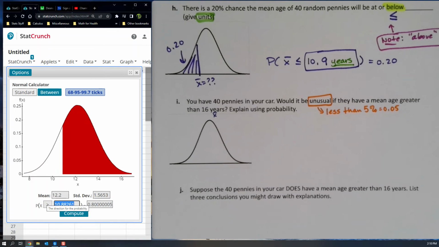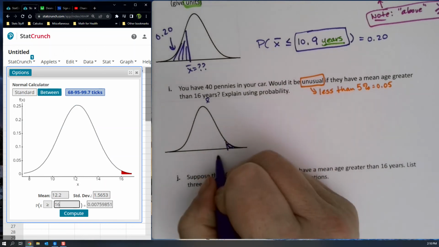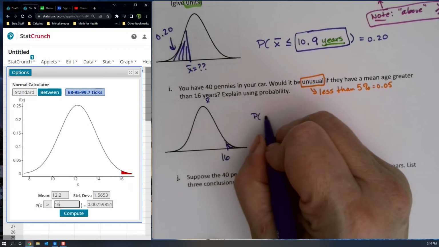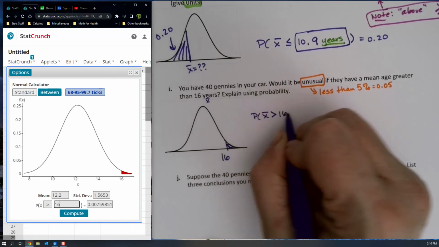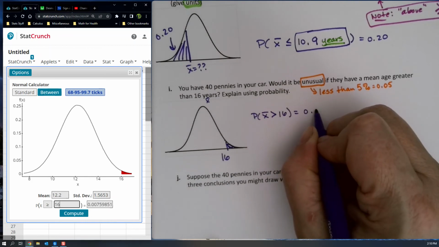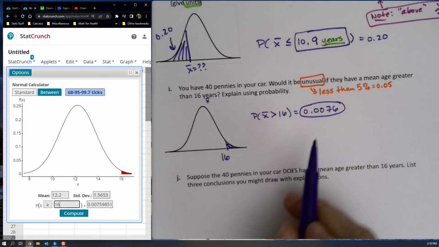I'm going to change this to 16, and there we can see it's a very small tail. But this was 16. That was the known part. So the probability that x bar is greater than 16 is equal to 0.0076. So there's the probability.